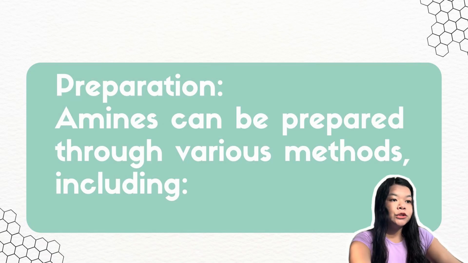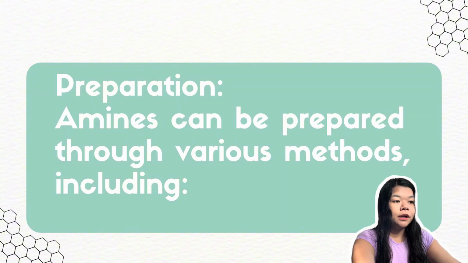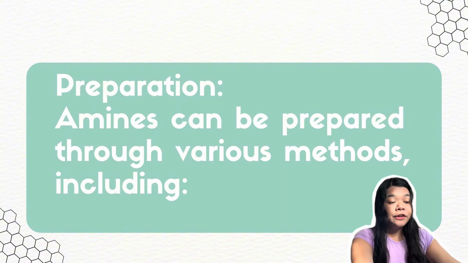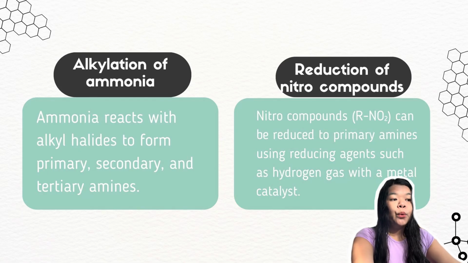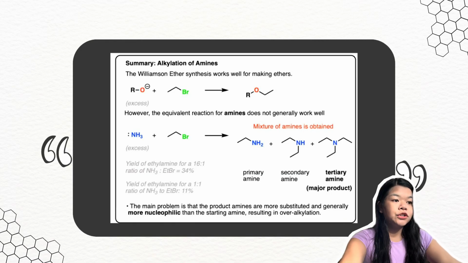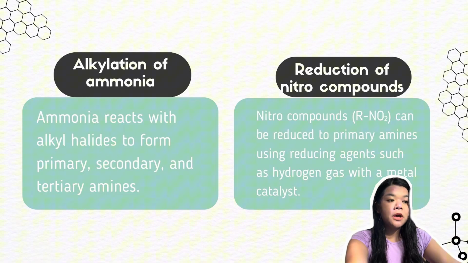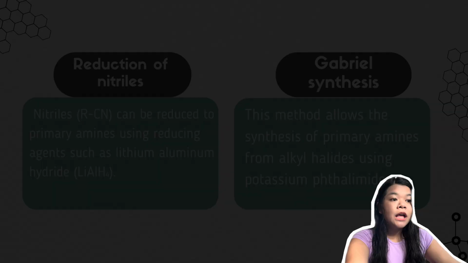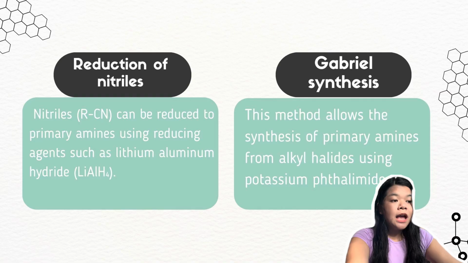Next, let's proceed to preparation. Amines can be prepared through various methods, including: first, the alkylation of ammonia, wherein ammonia reacts with alkyl halides to form primary, secondary, and tertiary amines. Second is the reduction of nitro compounds. Nitro compounds can be reduced to primary amines using reducing agents such as hydrogen gas with a metal catalyst. Third is the reduction of nitriles. Nitriles can be reduced to primary amines using reducing agents such as lithium aluminum hydride.